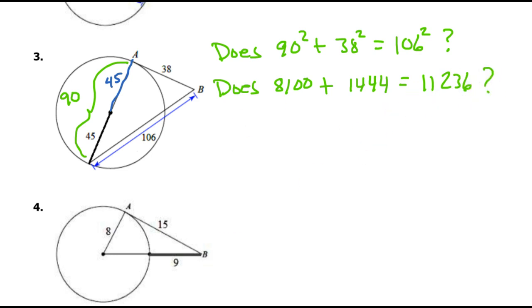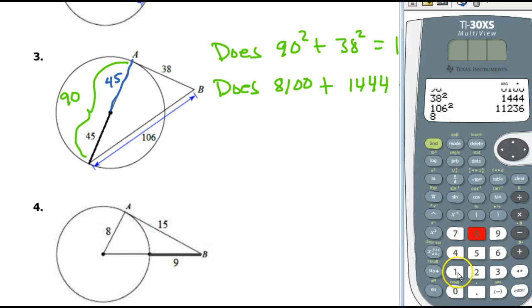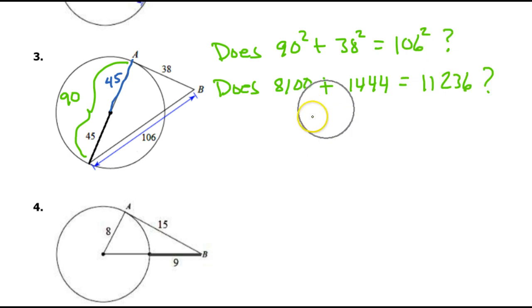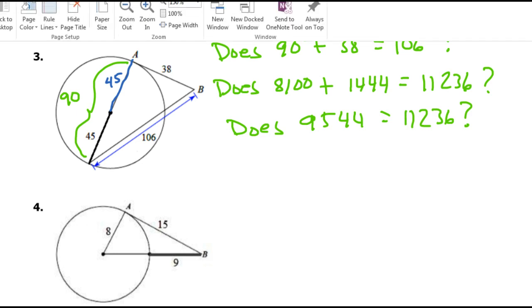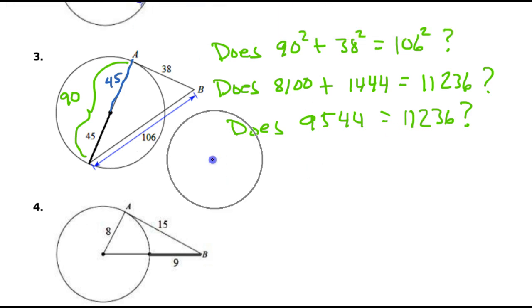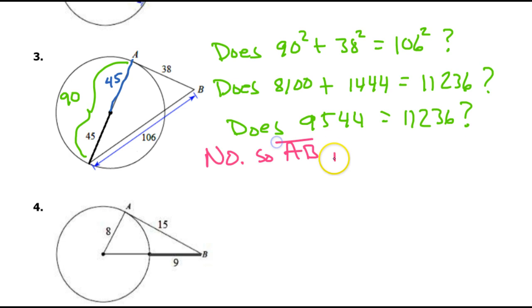All right, is this true? No. All right, does this equal that? No, it didn't turn out to be equal, so that means that we will say no. So segment AB is not tangent.